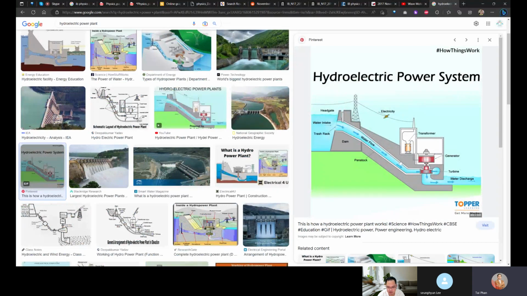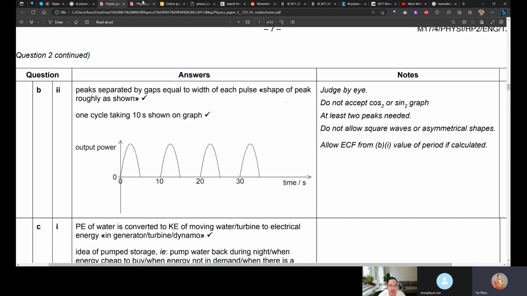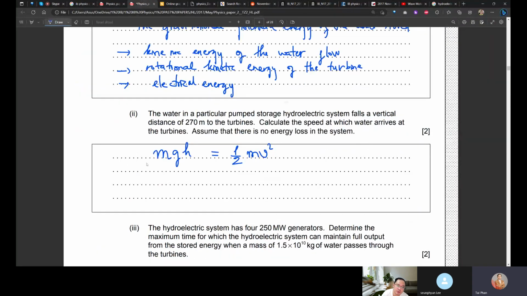The channel, the tunnel here is not at the bottom, but for this problem, we have to assume that this height, 270 meters, is from the surface of the water to the tunnel of the flow. A vertical distance, the falling distance, that is definitely 270 here. The mass doesn't matter because they cancel each other out. I can consider 1 kilogram mass or 1 ton because it's the same amount on both sides of the equation.